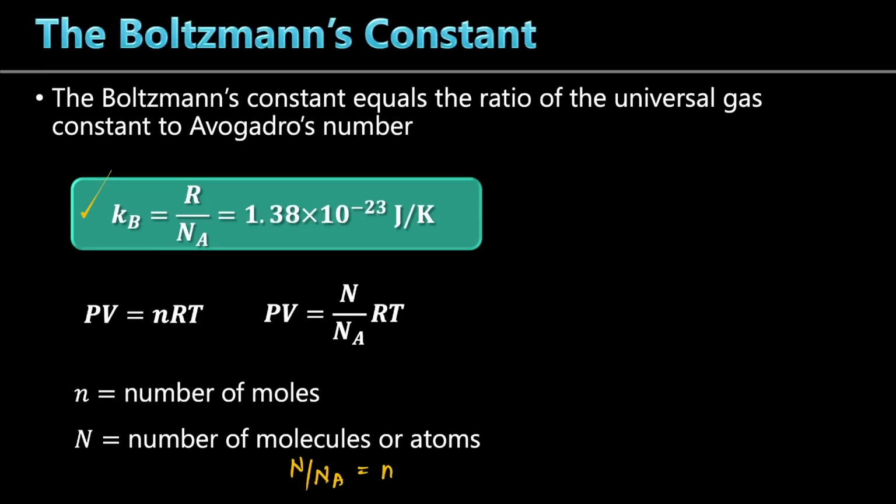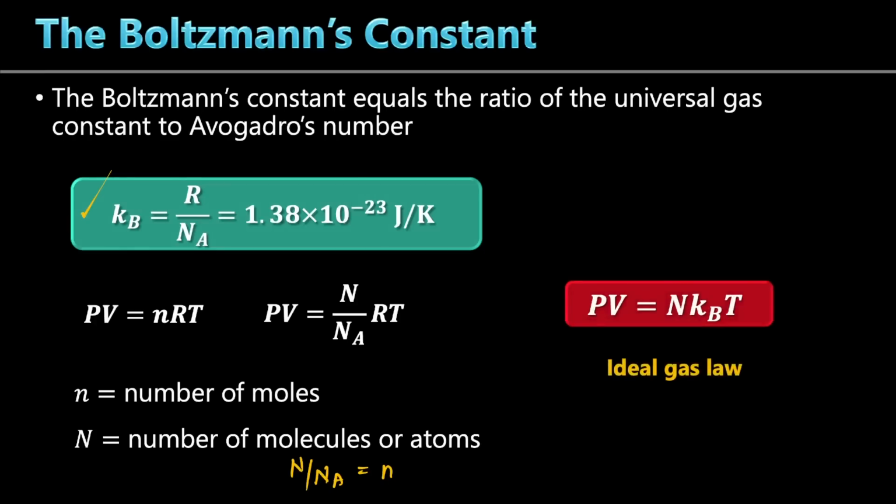So, pwede pala nating isulat itong ideal gas law in terms of the Boltzmann constant. Yes. PV is equal to N multiplied by R over NA, which is the Boltzmann constant k, times T. Okay? So, here it is. This is the ideal gas law in terms of the Boltzmann constant.